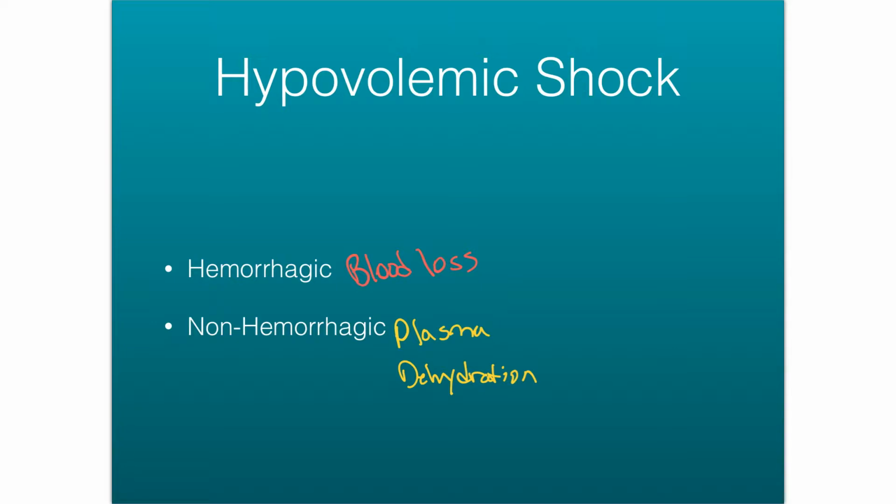When we see signs and symptoms of this, it's the typical shock. And this is the shock that most of us think of when we think shock. That's going to be things like anxiety, restlessness, fast heart rate, tachycardia, tachypnea, pale, cool, clammy skin, narrowing pulse pressure, all trying to compensate for the blood loss.